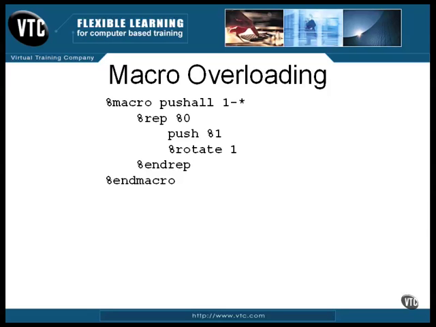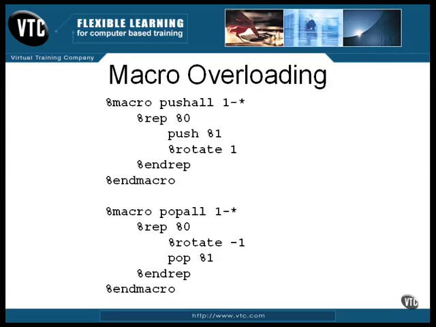You can specify that the maximum number of arguments be unlimited by using an asterisk. This macro requires 1 argument, but accepts any number. The value of %0 is a count of the actual number of arguments, and the rotate directive shifts them all 1 position to the left. So this macro expands into 1 push statement for each argument. You could even provide a number of default arguments for this form if you could figure out a reason for doing so.